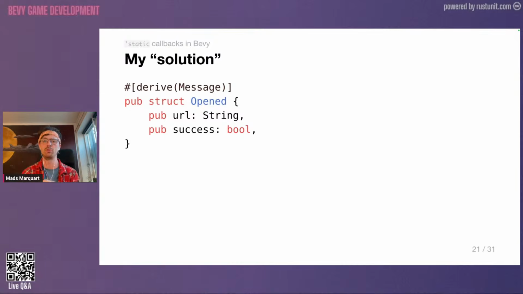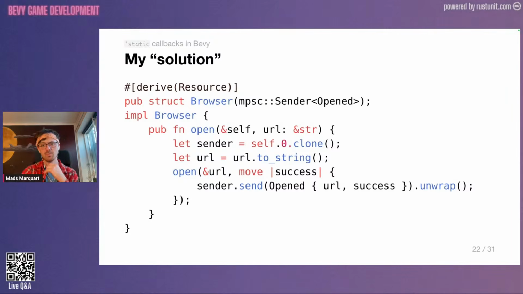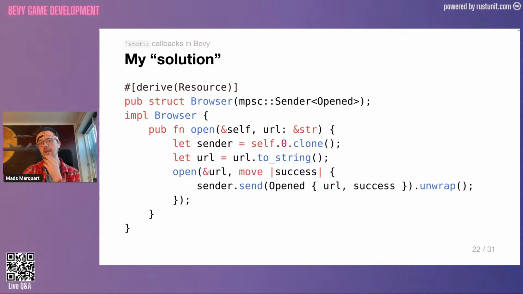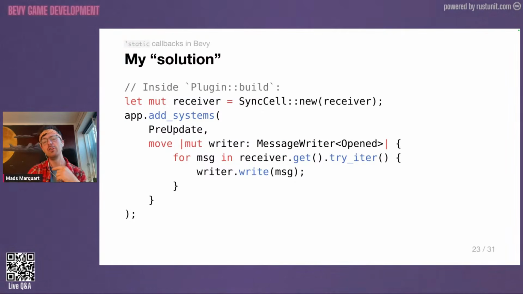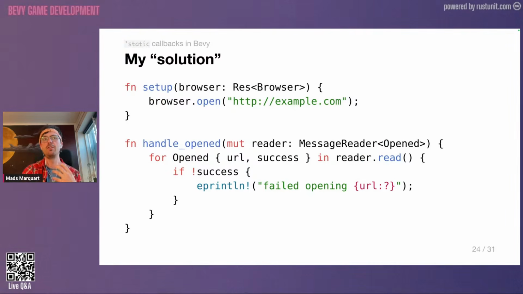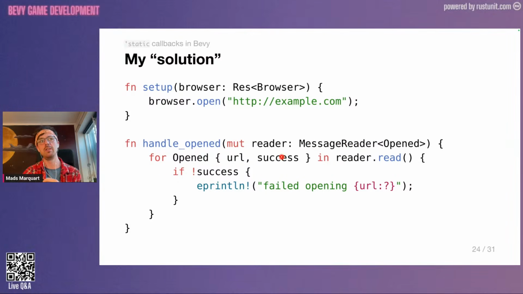The best way I found was to create a message where you pass the state of the completion, and then when you do something, for example, when you open the URL, you send the message to a channel, a normal Rust channel, and then on every update, you check this channel and see if there's any new messages, and then you write it to a message writer. Then inside of your normal Bevy code, inside your systems, you can call a function where you open the URL, and then you can handle this opening with a message reader. Then you know when the event has been sent, whether it was successful.